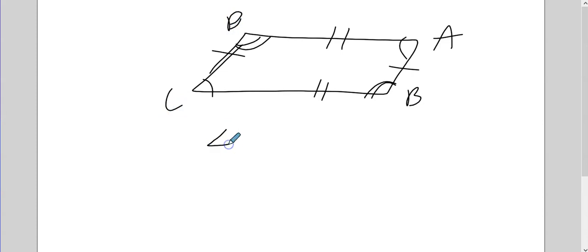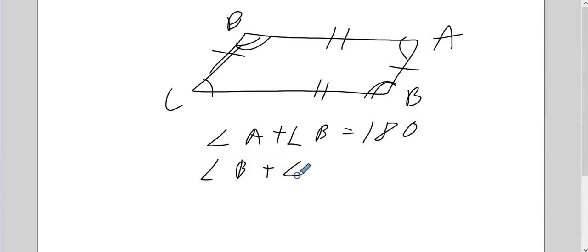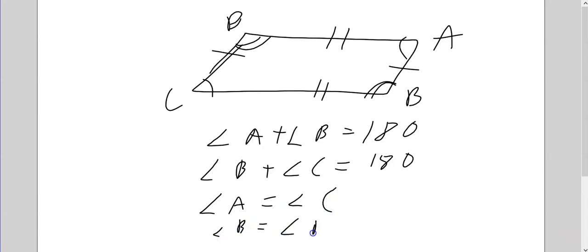So angle A plus angle B equals 180. Angle B plus angle C is 180. And so forth. C and D, D and A. Angle A is equal to angle C. Angle B is equal to angle D.